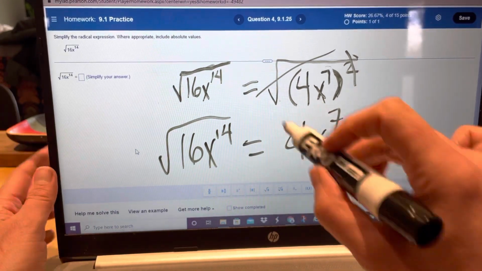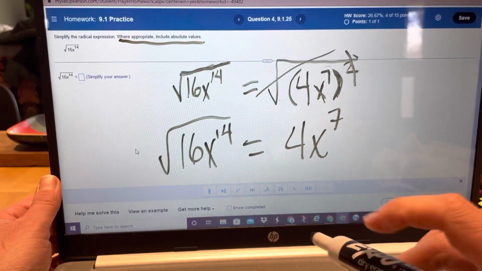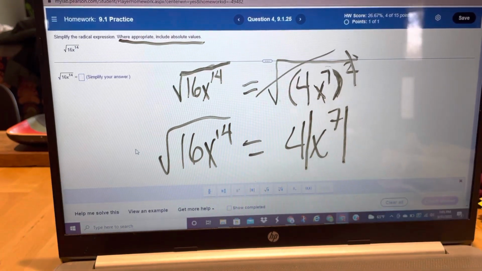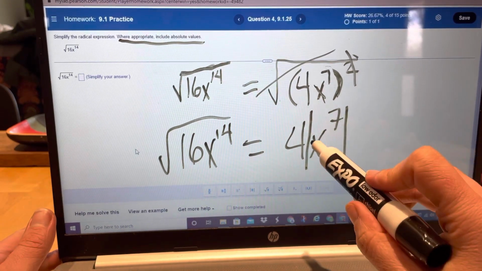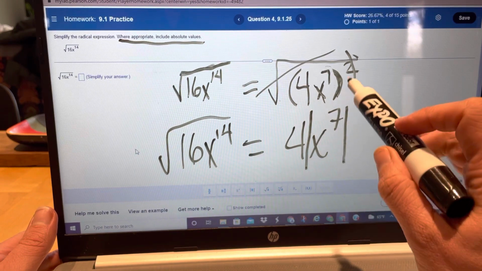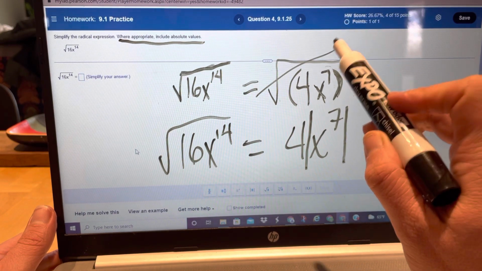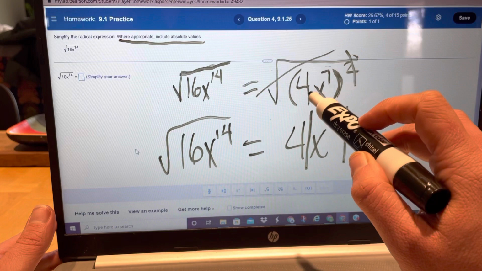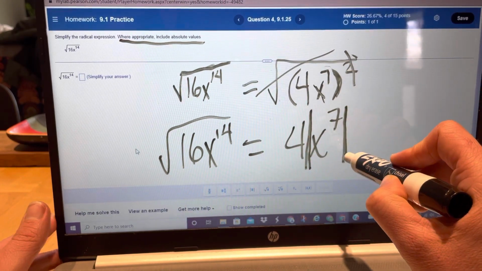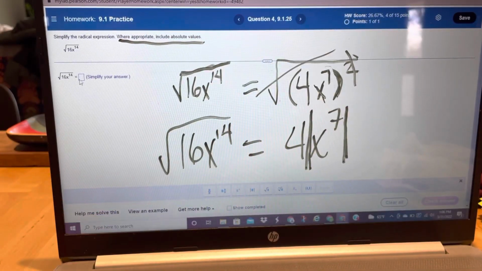Now, one additional thing, and this is kind of mentioned here: whenever you're dealing with variables, you want to put the variables in absolute value bars because you don't know if the x is negative or positive. But I know if I square something, it's going to be positive, because a positive times a positive is still a positive and a negative times a negative is a positive. So this has to be the absolute value to make this quantity stay positive.